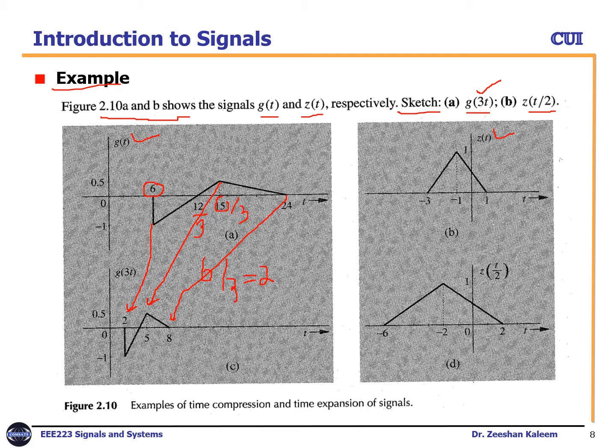In the other case, this is z(t) and we need to plot z(t/2). So it will be just a multiplication here to have a similar figure. So minus 3 into 2 is minus 6, right? Minus 1 into 2 is minus 2. So this is expanding, right? This place, and then we have this place, and then 1 into 2, so we have a 2 here.